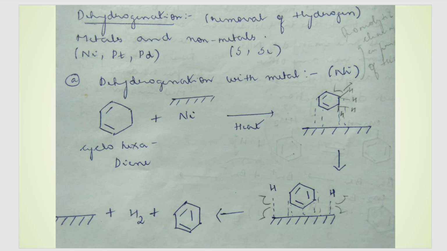So how is the reaction mechanism if we're doing dehydrogenation with metals? So see here, example, we're taking cyclohexadiene. So we have to convert the cyclohexadiene to benzene because we are removing one hydrogen from both these places. So if we remove those hydrogens, there is a double bond formation here. So if there is a double bond formation here, we'll get a benzene ring, correct? So how are we doing dehydrogenation in the presence of nickel? Here you can take nickel, platinum, palladium. So what this metal does is that it provides a surface for the reaction to take place.